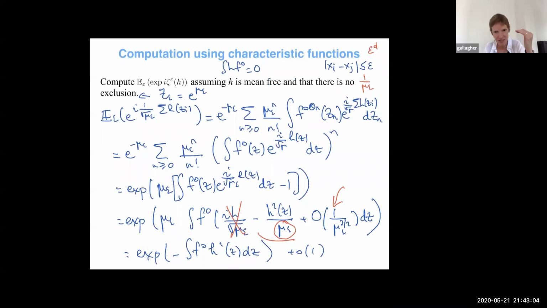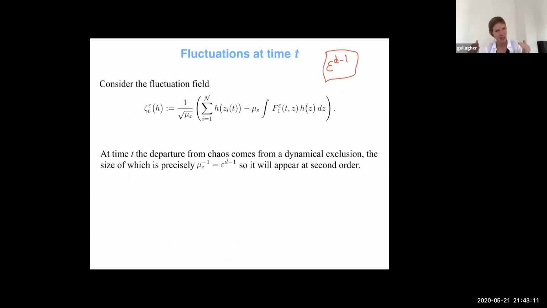So at time t, I can't neglect this exclusion. Exclusion at time t actually means recollisions, and I can't exclude recollisions. So what's going to happen, and that's the theorem we're going to prove, is that the fluctuation field satisfies an equation with the initial data I gave you, but in which recollisions appear at order 1.